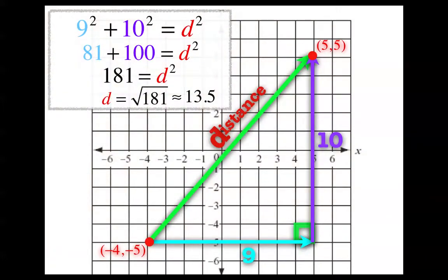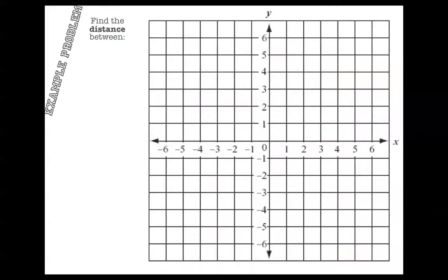So the distance between those 2 red dots is about 13.5. Not exactly 13.5. We had to round that irrational square root up or down a little bit, but it's roughly 13.5. And you're going to have to round some of your answers when you do these problems as well. All right, so let's try another example just to make sure you got it.